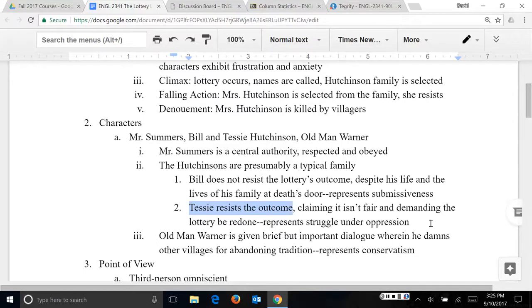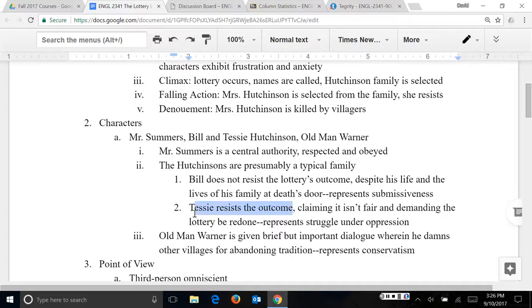I know some students on the discussion board claimed, well, I would have run away. If I was Tessie, I would have just gone out there. Well, there's not much of a choice because she's also under this system too, right? She's been exposed presumably all her life to the lottery, and that's all she knows. So she doesn't think about running away. Instead, she thinks, no, someone else needs to be picked, just not me and not my family. So she resists the outcome.